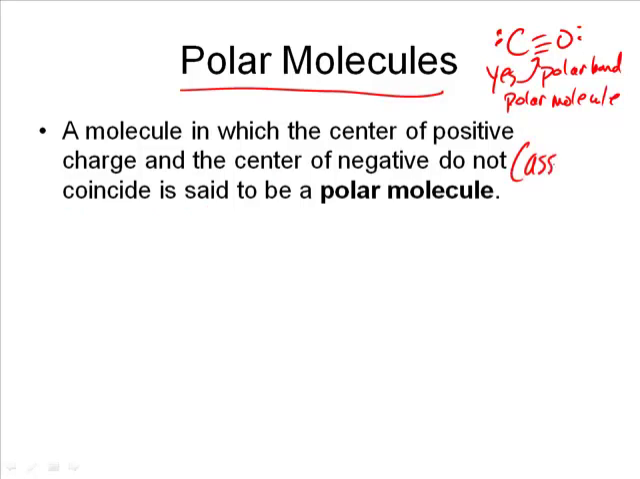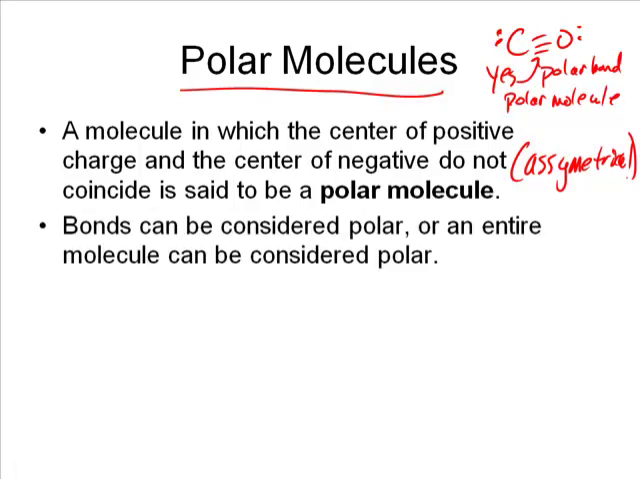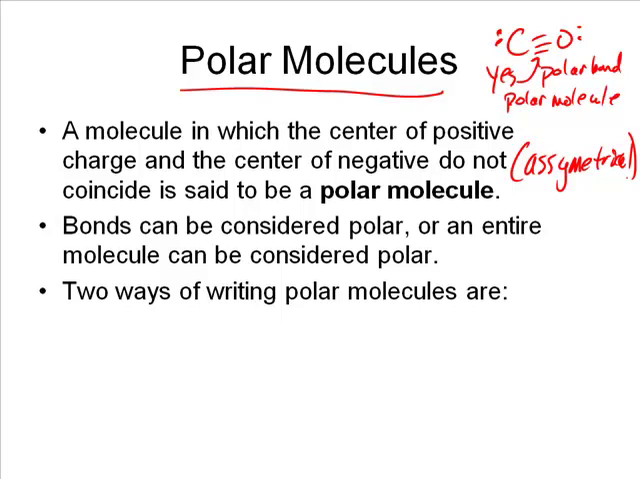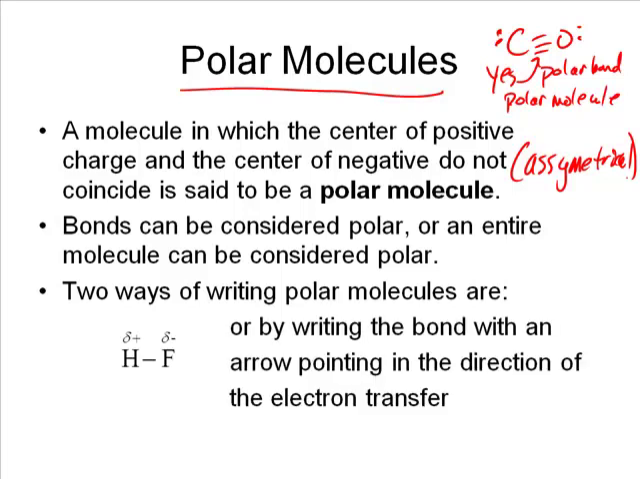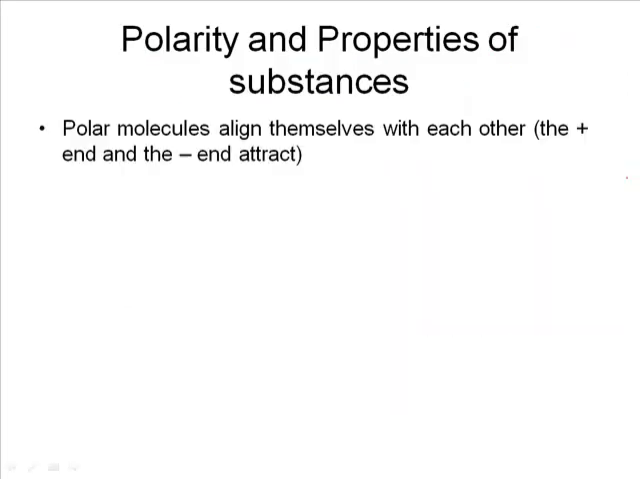A key word you can use with that is asymmetrical. Either the molecule is symmetrical or it's not symmetrical. So you can have a molecule where all of the bonds are polar, but the whole molecule is not polar. We'll talk about what that means. You can write it like that, and I already showed you that.